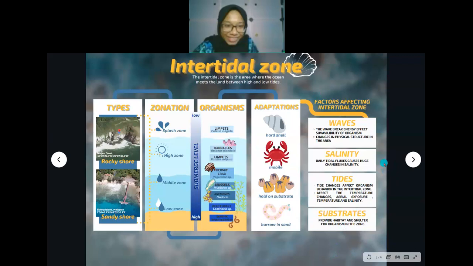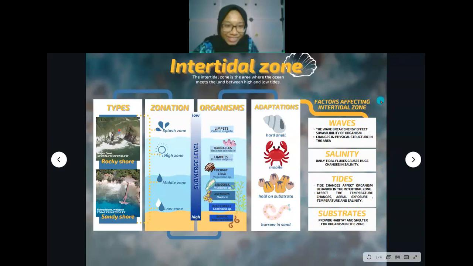Basically, these organisms have their own adaptations to the vigorous conditions of the intertidal zone. All of these marine organisms either have a hard shell which can withstand the wave breaking energy and can also be used for storing water, or they are mobile, so they can move under rocks and hide from predators, and they can also hold on to the substrate.